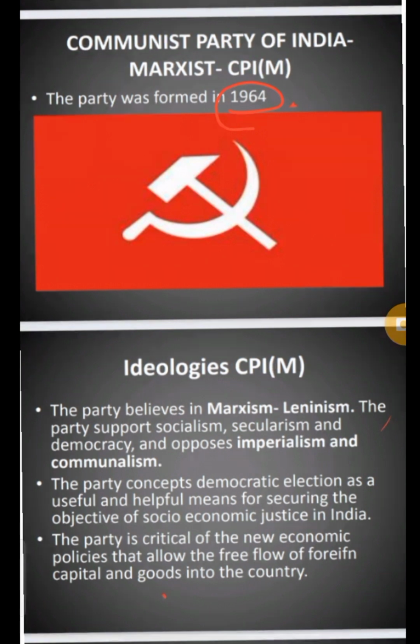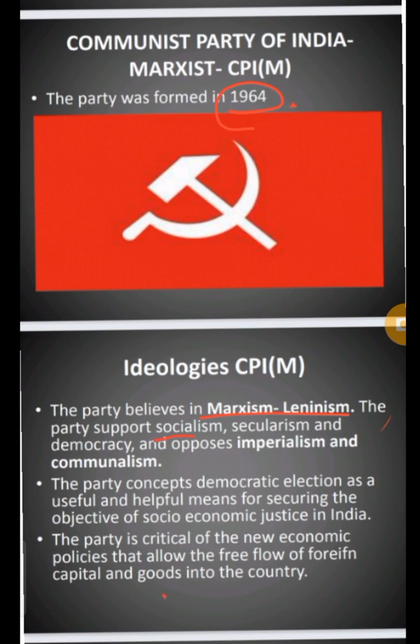Now Communist Party of India, when split occurred in the same party, so 1964 में this party came into being, CPI-M. This party also believes in the ideas of Marxism and Leninism, means Marx's ideas and Vladimir Lenin's ideas, who was the leader of Bolshevik party in Russia. Hope you remember that from class 9.